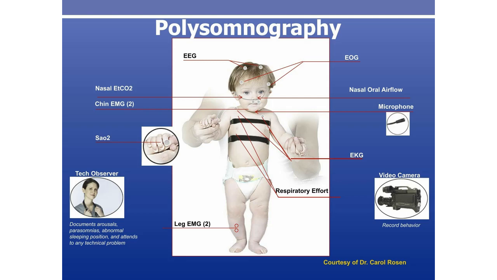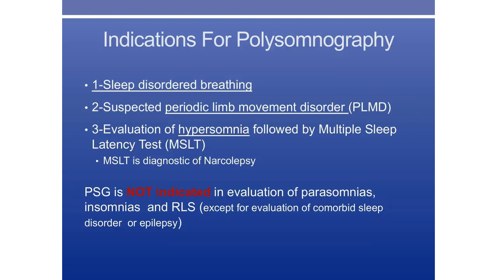But what are the indications for the sleep study? The first and most important for you to know is sleep disordered breathing. Any apnea, central apnea, obstructive apnea, hypoventilation, all those are sleep disordered breathing, our main indication for polysomnographic study. The second indication is something called periodic limb movement disorder, which is different from restless legs syndrome. Periodic limb movement disorder is rhythmic, phasic movement of the limbs that disturbs sleep and may manifest with daytime sleepiness or behavior problems.